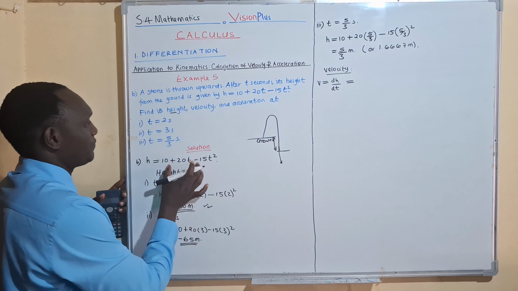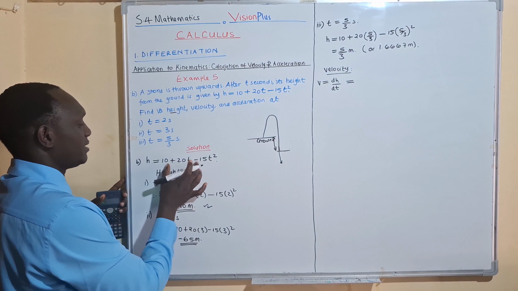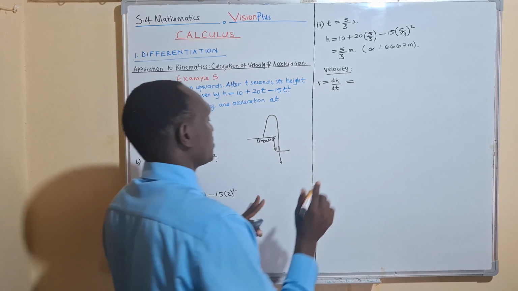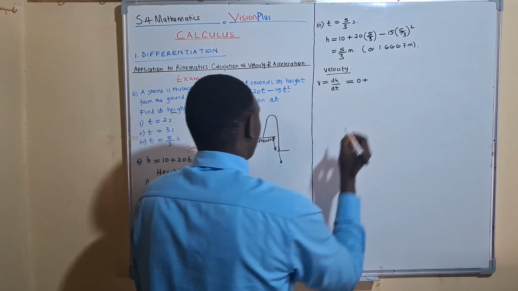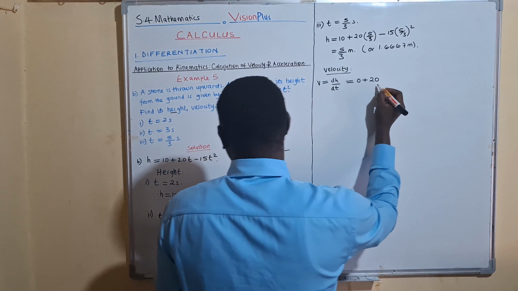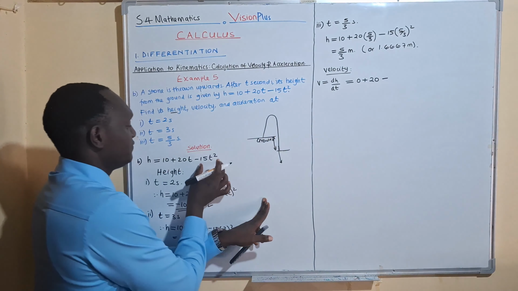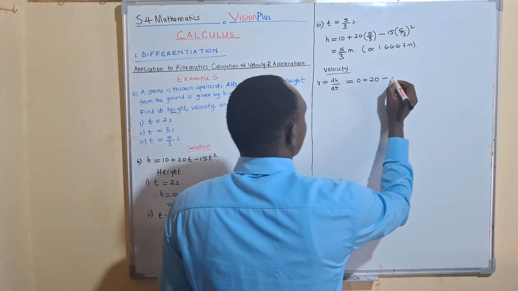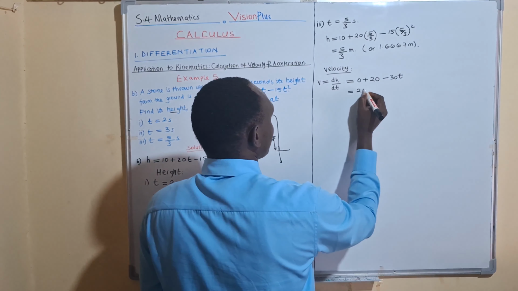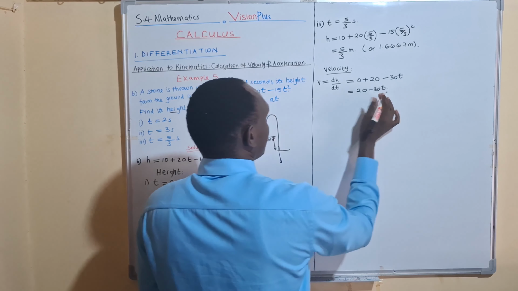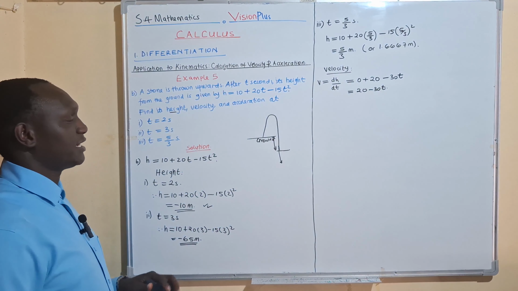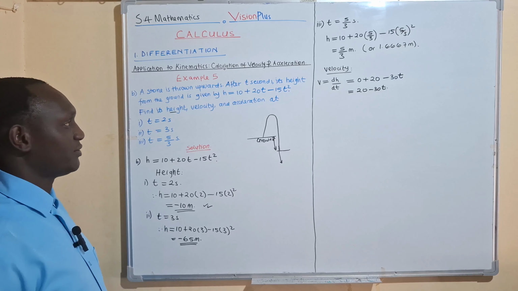Now we have h here. dh/dt is simply found by differentiating the given function of the height. So when we differentiate 10, which is a constant, we get 0, plus when we differentiate 20t, it gives us 20, and then minus when we differentiate 15t squared, it gives us 30t. On simplifying, this gives us 20 minus 30t. This is the expression for the velocity at any time t, that is the rate of change of height, which is the definition of velocity.